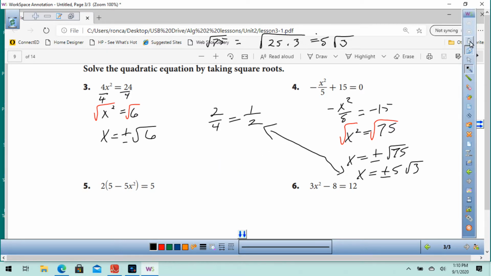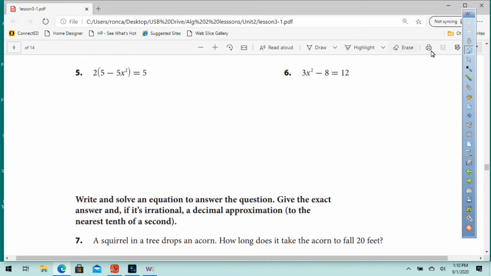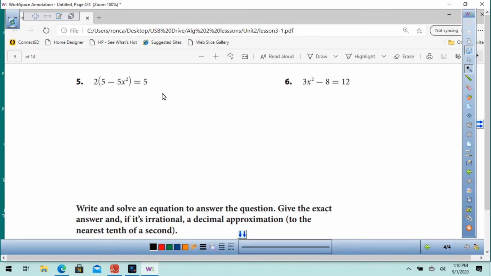All right. Let's try number 5. We have 2 times 5 minus 5x squared equals 5. First, I'm going to distribute the 2. That's going to give me 10 minus 10x squared equals 5. Next, I'm going to subtract 10 from both sides, and I got negative 10x squared equals -5. I'm going to divide both sides by negative 10, and that gives me x squared equals 1/2.